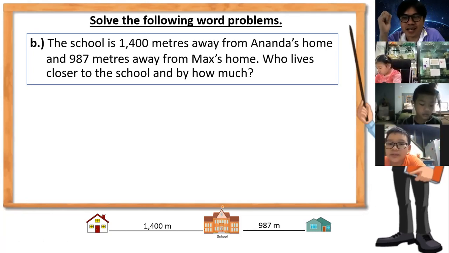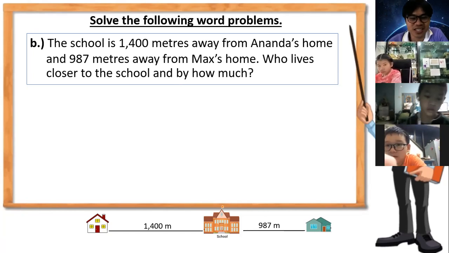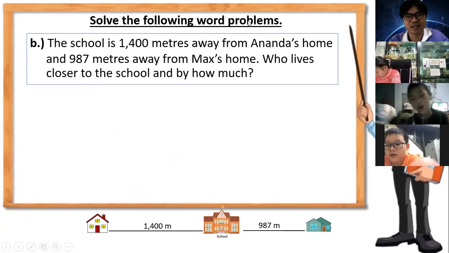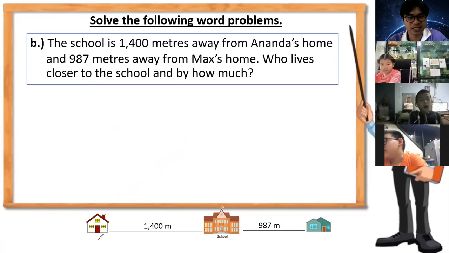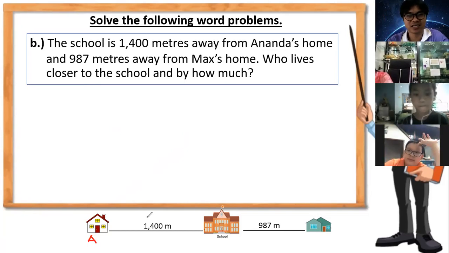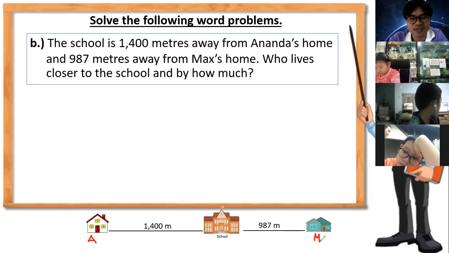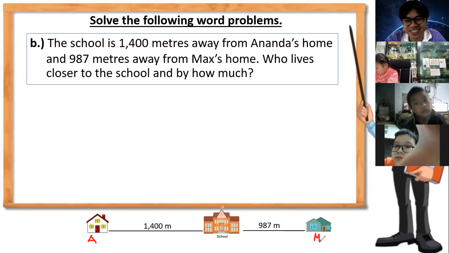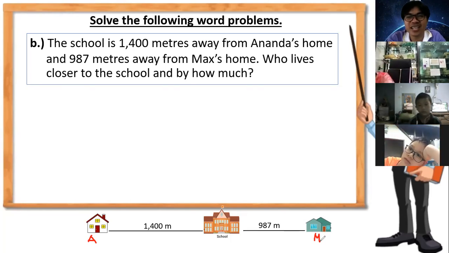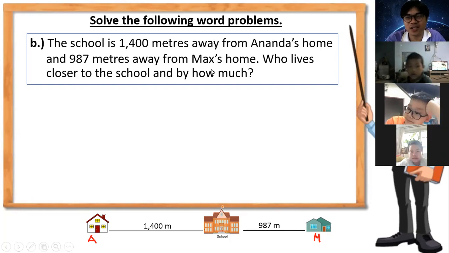So you need to analyze and understand the problem here. I put the picture already here. You can see below, this is Ananda's home, and the distance from the school is 1,400 meters. And this is Max's home, and the distance from the school is 987 meters. Question: who lives closer to the school, Ananda or Max? What operation are you going to use? Minus. Very good, that's correct, Guide. It's minus to get the difference.